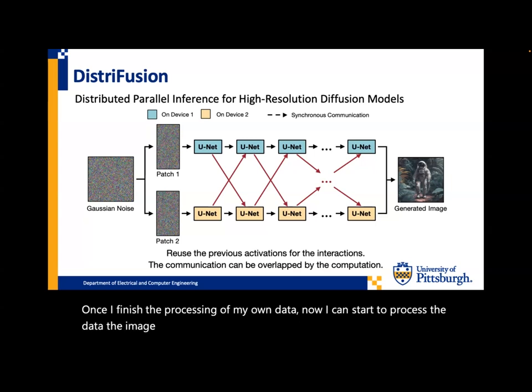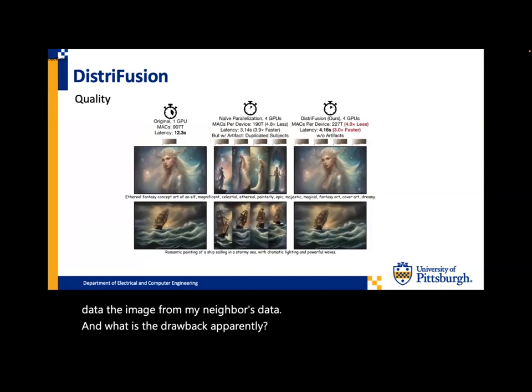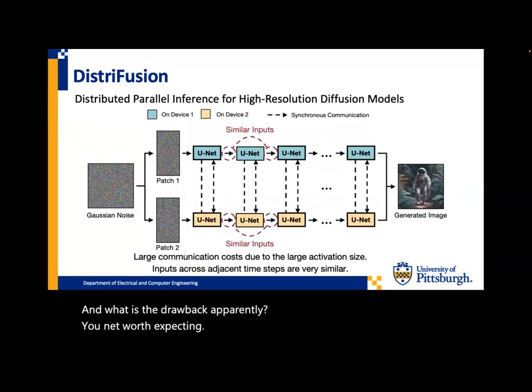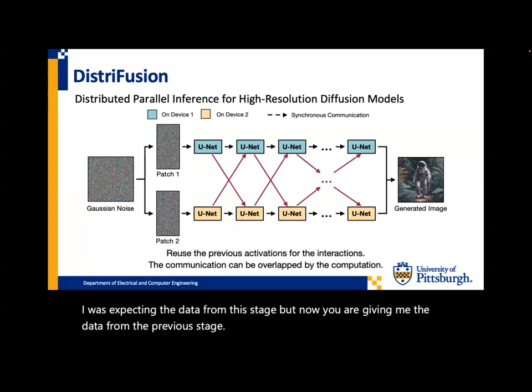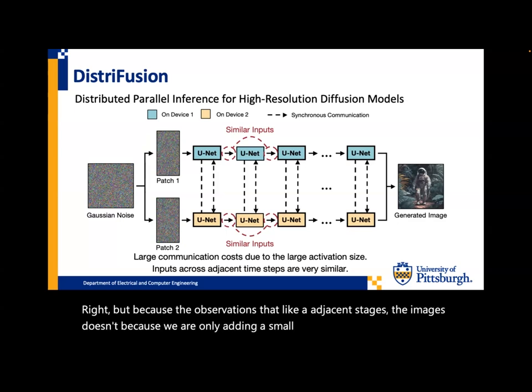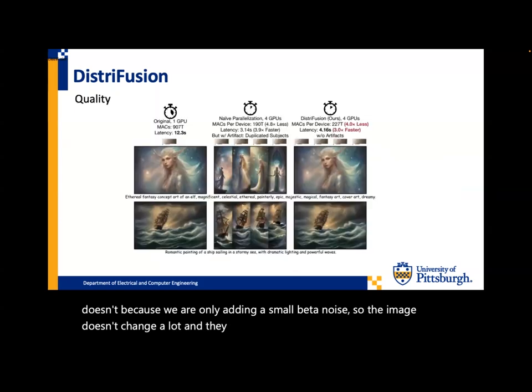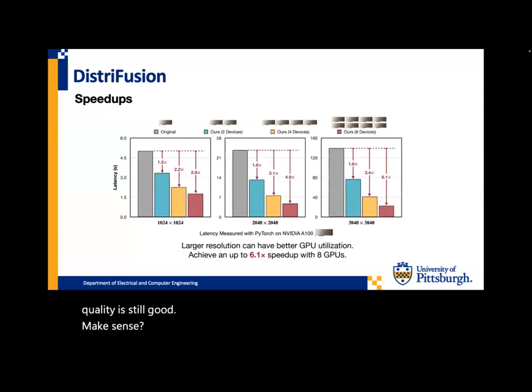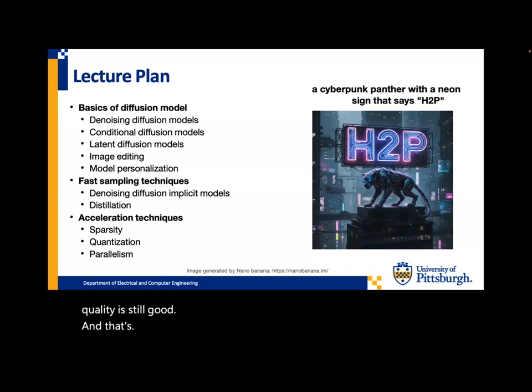Once I finish processing my own data, I can start to process the image from my neighbor. And what is the drawback? Apparently, the UNet was expecting the data from this stage, but now you are giving it the data from the previous stage, right? But because of the observation that in adjacent stages the image doesn't change a lot, since we are only adding a small beta noise, they found this can speed up and the image quality is still good. Make sense? And that's all for today's class. Thank you.